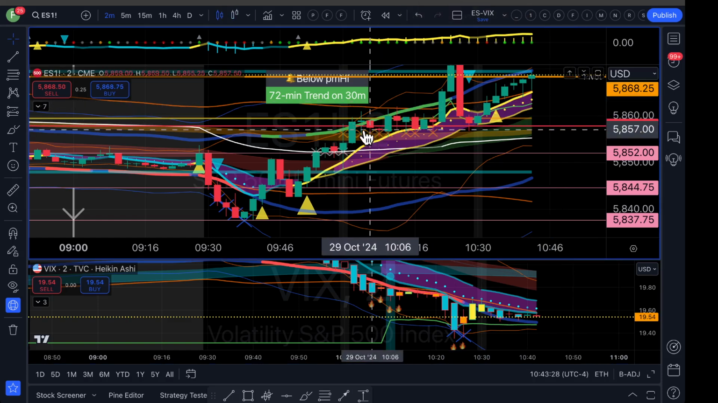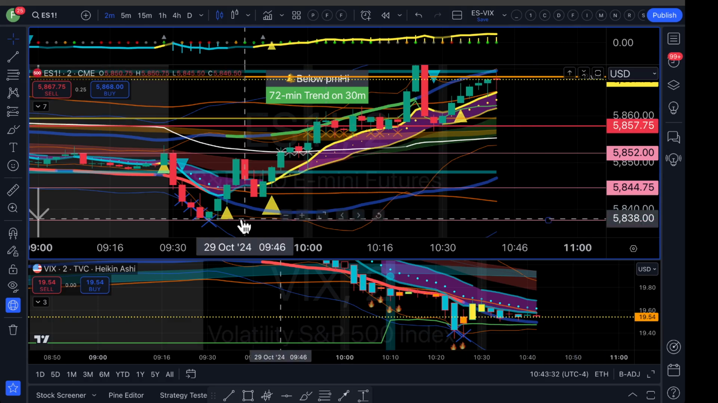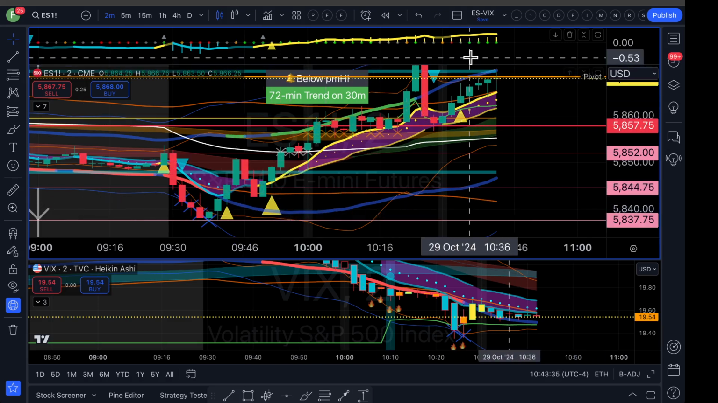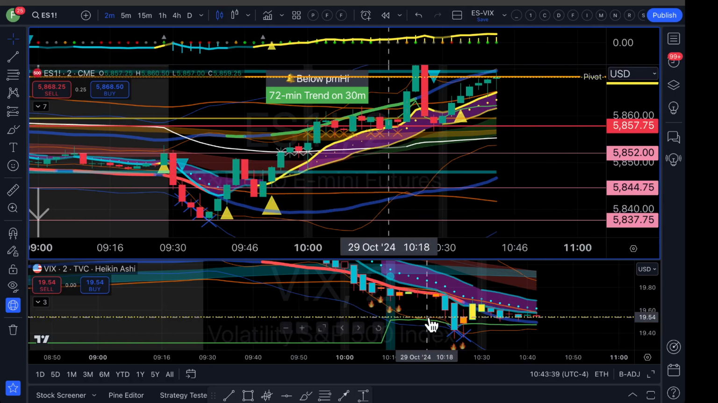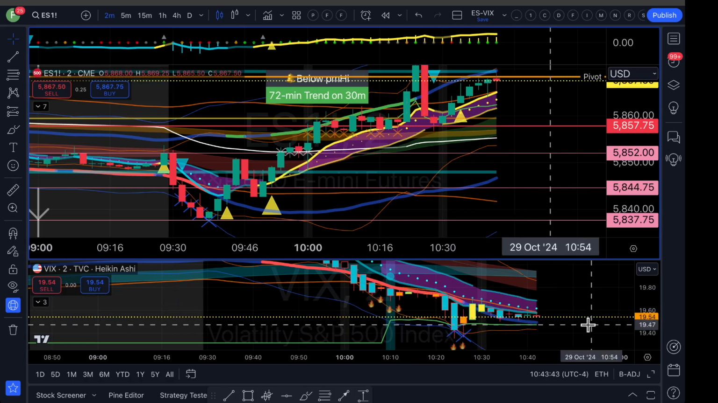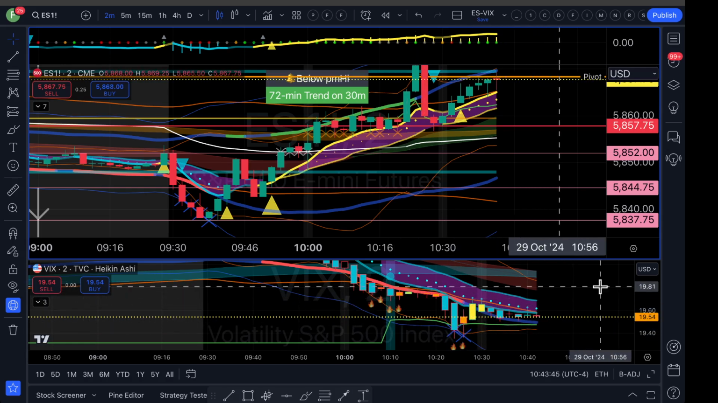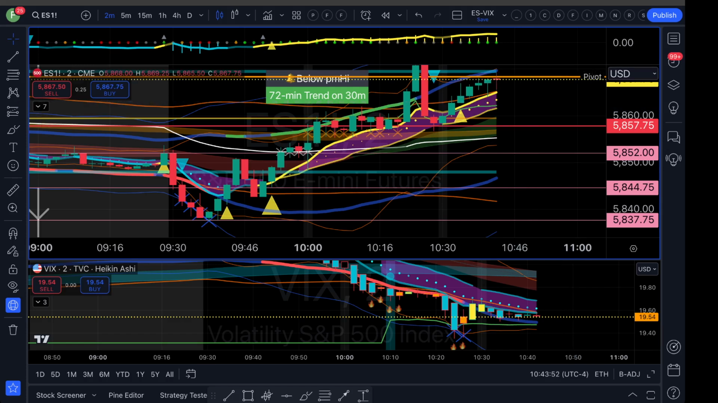Okay. So now the only time to get short again is to have a blue 2 minute triangle there. And I like confirmation from VIX as well, where we have a yellow 2 minute triangle, and then you'll get that move down. Okay. Any questions before I let you guys go?